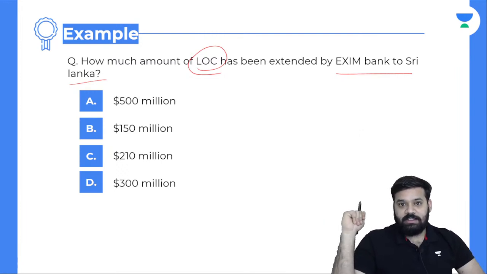Yeah. How much line of credit has been extended by Exim Bank to Sri Lanka? Tell me. 500 million, 150 million, 210 million or 300 million.